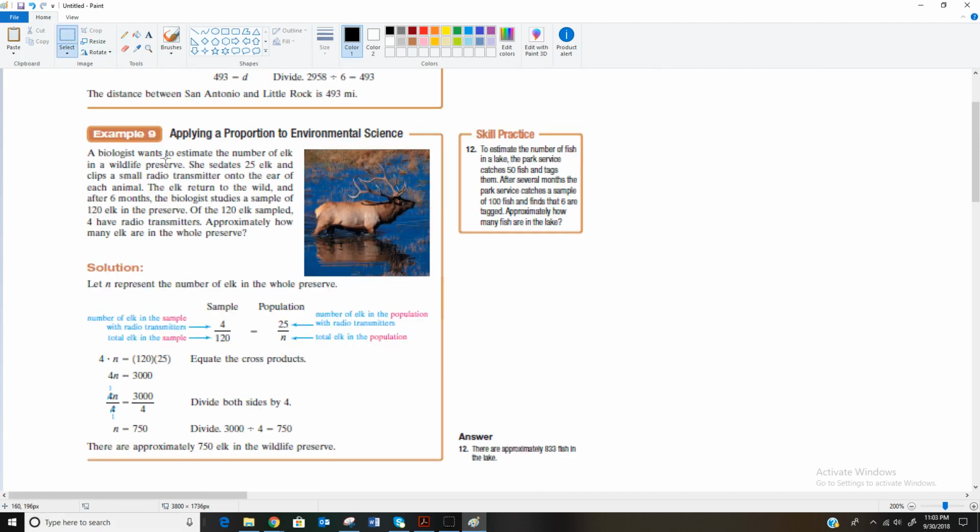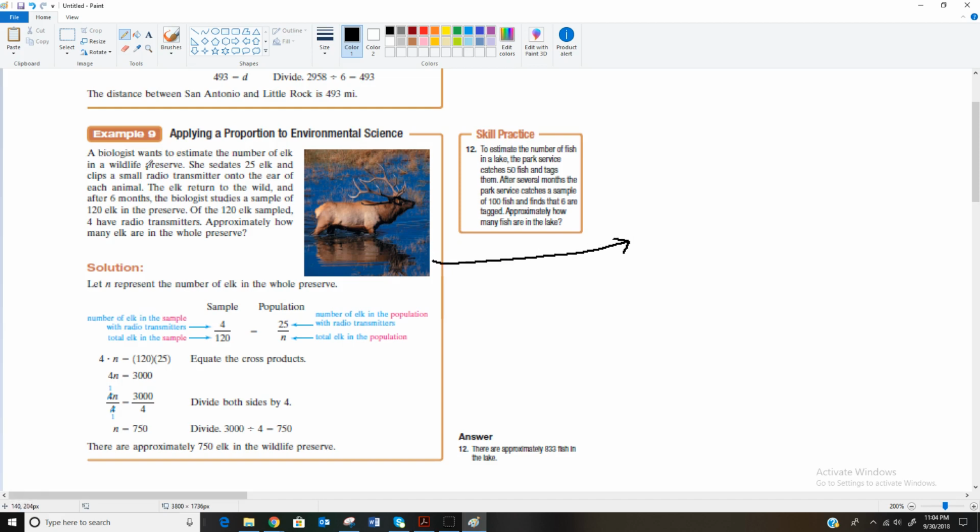Okay, and then our last example, and don't forget there's these skill practices throughout here if you want to try those out. So our final example here is about a biologist, and he wants to estimate the number of elk in a wildlife preserve. This is kind of one of my favorite ways of using a proportion.